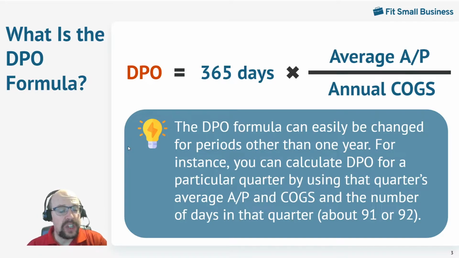Now, if you wanted to do this on a quarterly calculation so that you could track this number quarterly to see if you've made any improvements, then instead of 365 days, you simply substitute the number of days in the quarter you're measuring, usually either 91 or 92, divided by the average accounts payable just over that quarter, divided by the quarterly cost of goods sold for just that quarter. So again, you can revise this formula to measure whatever it is you're looking for.